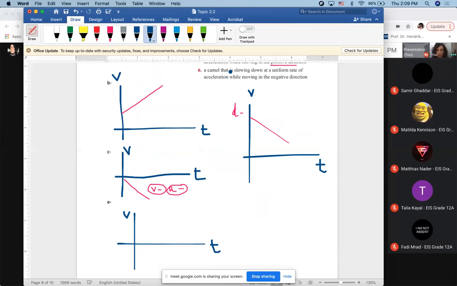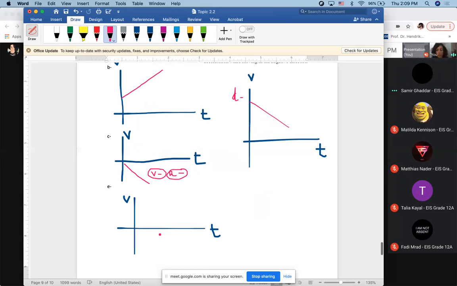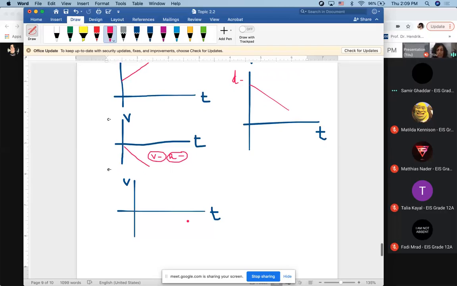A camel that is slowing down at a uniform rate of acceleration while moving in the negative direction. Okay, shall I draw it in the positive quadrant or negative quadrant? Negative quadrant. All right. Shall I draw it downward or upward?